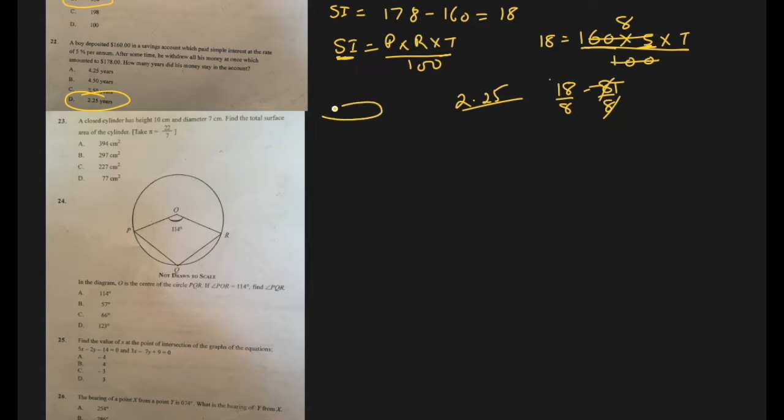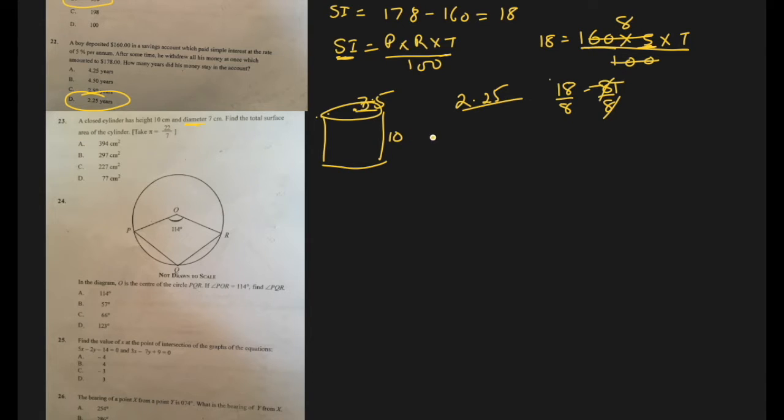A closed cylinder has a height of 10 centimeters. Okay. So this is the cylinder. Height is 10. Closed means lid is there. And diameter 7. Not diameter, this is radius. So radius will be half of 7, right? Diameter is 7. The whole of it is 7 from here to here. So half, because we deal with radius. So I halved it. Find the total surface area of the cylinder.